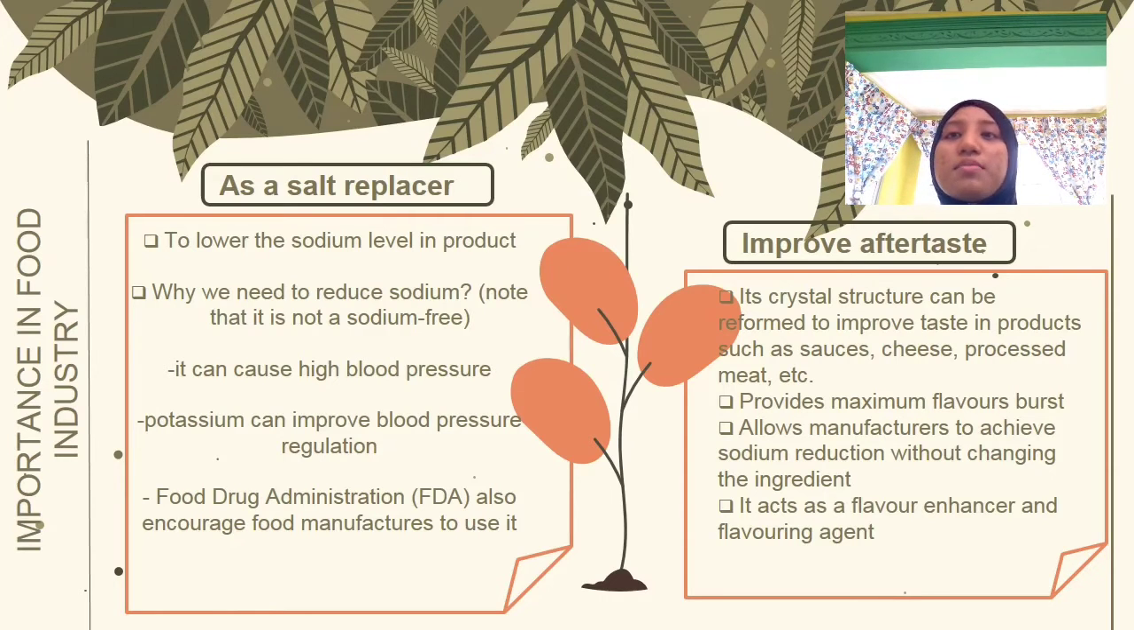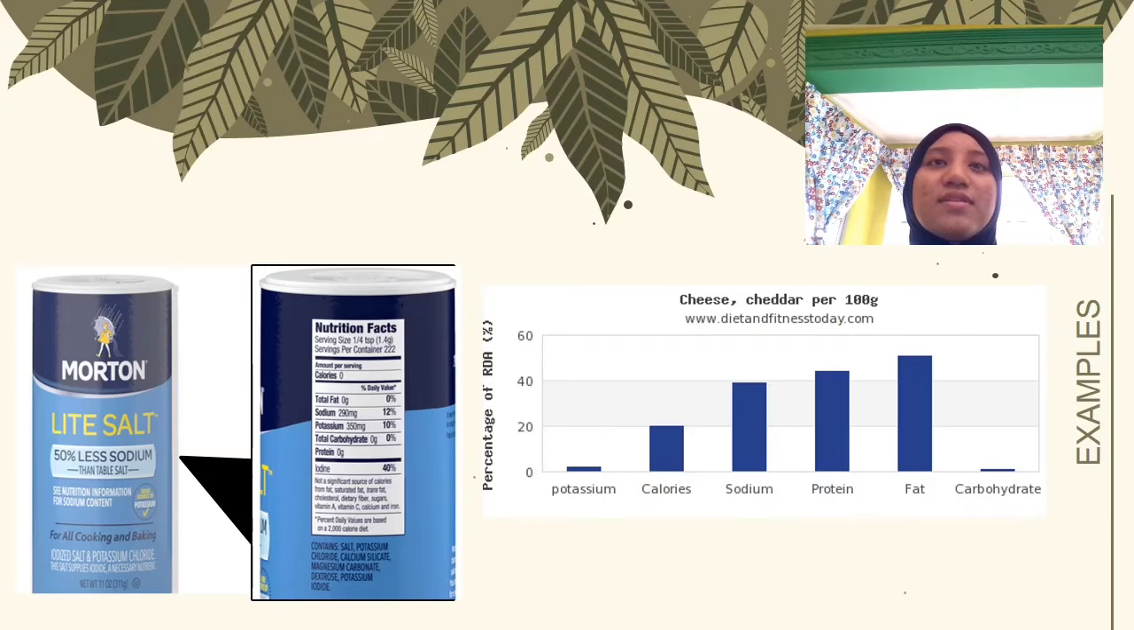Second, it provides a maximum flavor burst. Third, it allows manufacturers to achieve sodium reduction without changing the ingredient statement. And the last one, it acts as a flavor enhancer and flavoring agent. So this is an example of a salt replacer which we can use in our cooking.